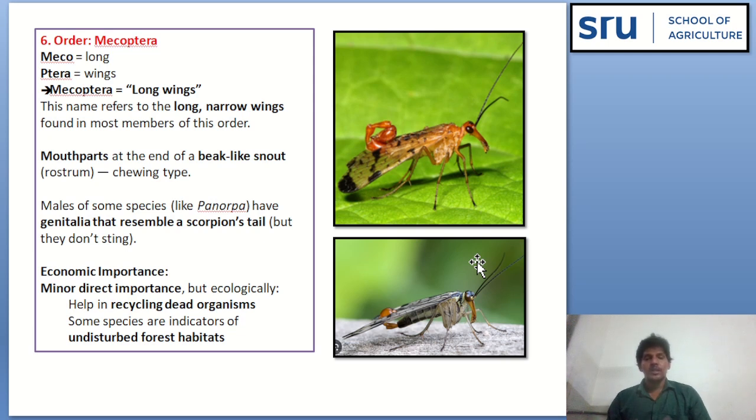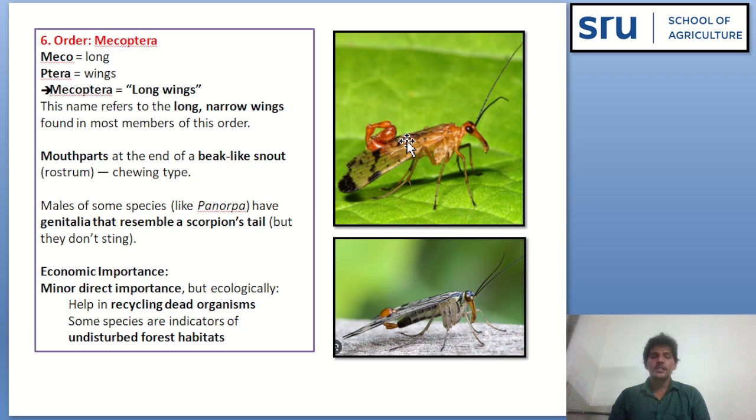So, in this order, most of the members possess long wings. That's why the order name is Mecoptera. Mouth parts are at the end of the beak-like snout. That is, chewing type of mouth parts are there. Males of some species possess genitalia that resemble a scorpion tail, but they do not sting with this tail.